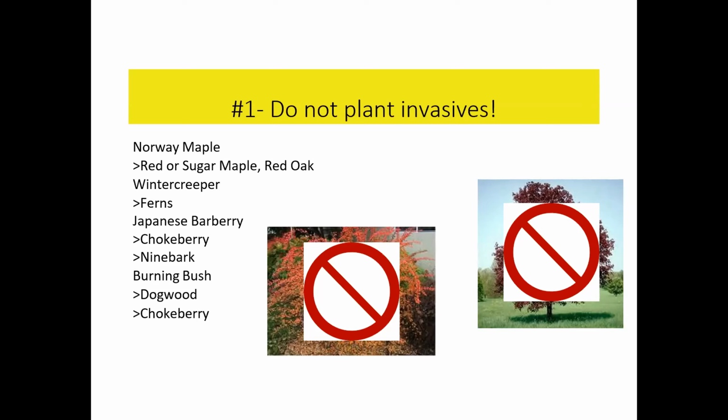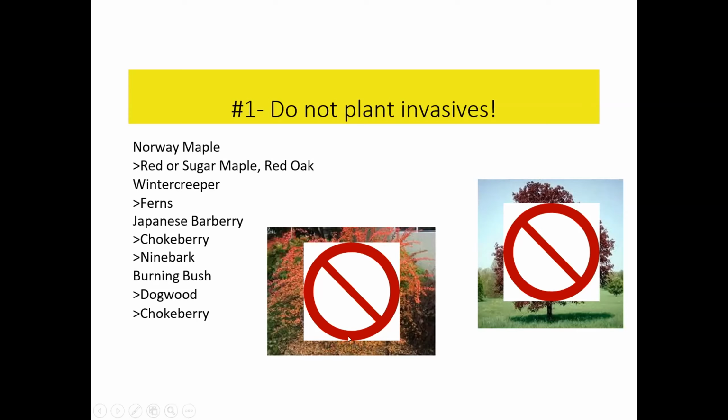Japanese barberry is also regulated, although you can still buy it. Apparently there are landscape species that have been bred to not produce any seeds, so it's less invasive. So if you really have to have a Japanese barberry, make sure you get the type that does not produce seeds. Better than that would be to plant some of our native species like chokeberry or ninebark. They're very similar to Japanese barberry.